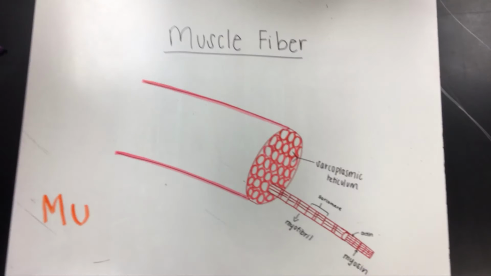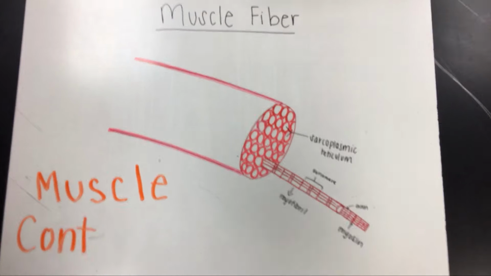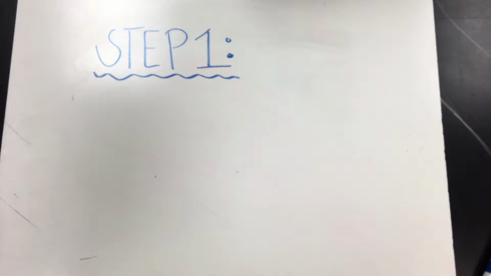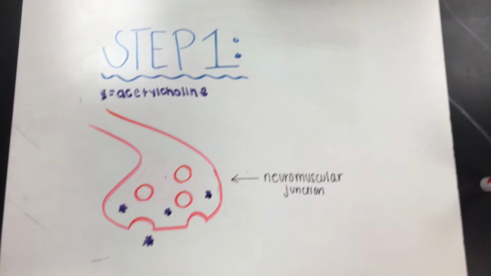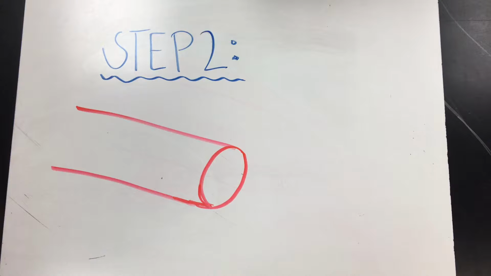These muscle fibers go through a process called muscle contraction. One part of this process is the action potential in the motor neuron, which causes acetylcholine to be released in the synaptic cleft, or neuromuscular junction. Acetylcholine then binds with receptors on the cell membrane of muscle fibers, opening calcium channels.